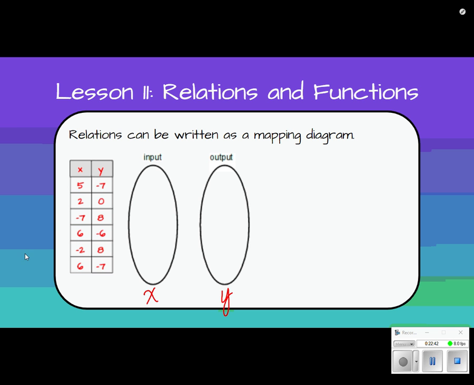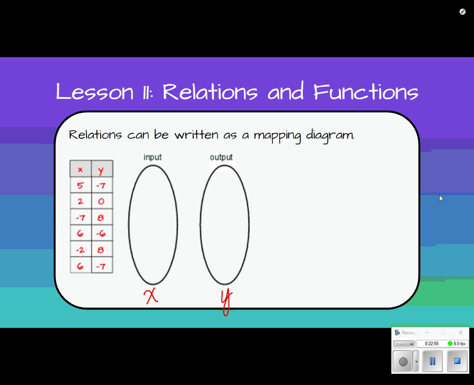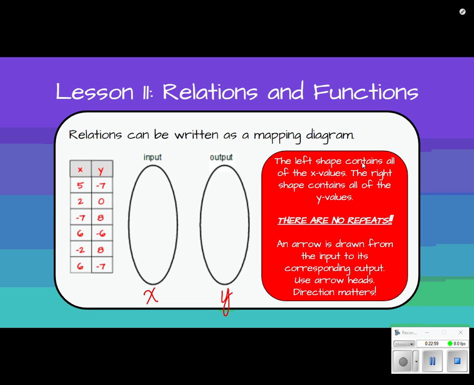So we're going to put this table in here, but I do want you to write some stuff down because you know how to write a table. You know how to draw a graph. You know how to write a set of ordered pairs, but these guys are new, so they kind of have some rules. So here are the rules. The left shape contains all the x values. The right shape contains all the y values. I already told you that. Oh my goodness, look here. It's in all caps, it's underlined, it's bolded, and it is italicized. And all of those things are done that way because it is important.